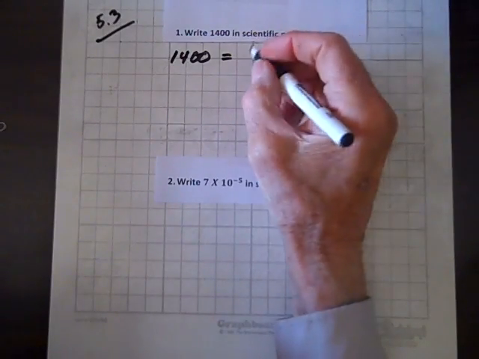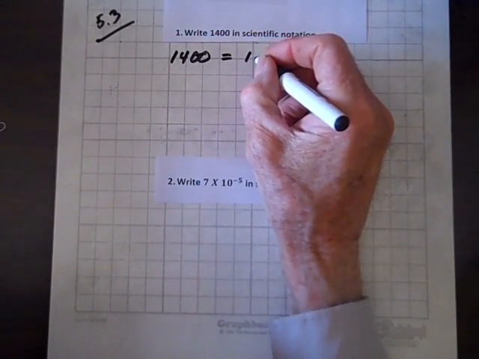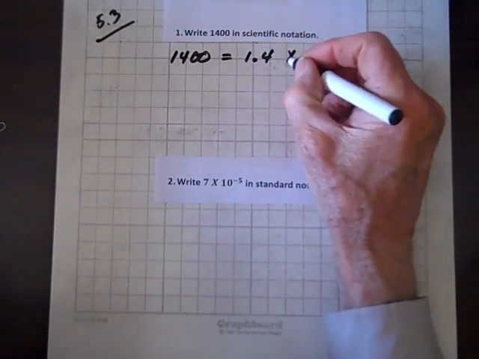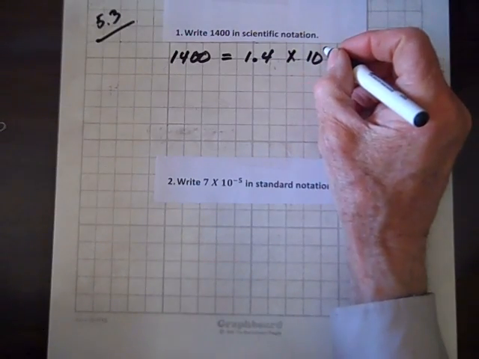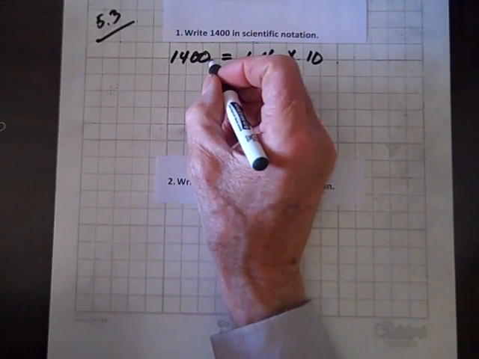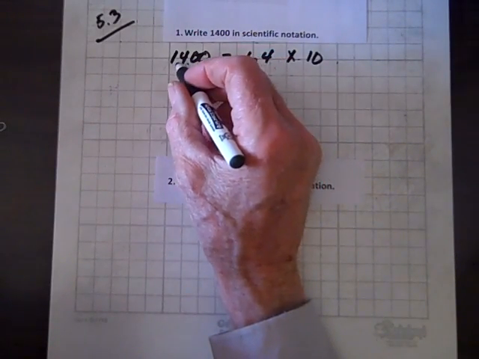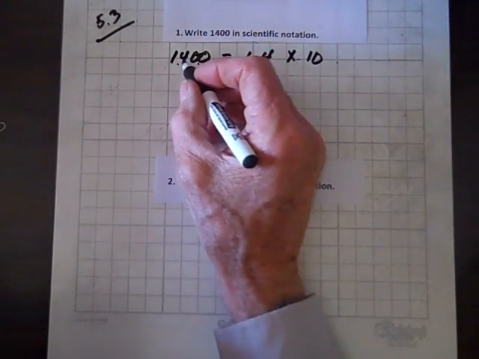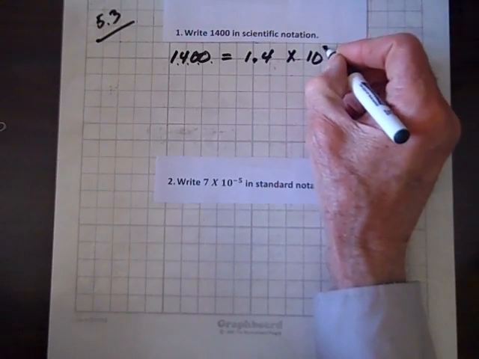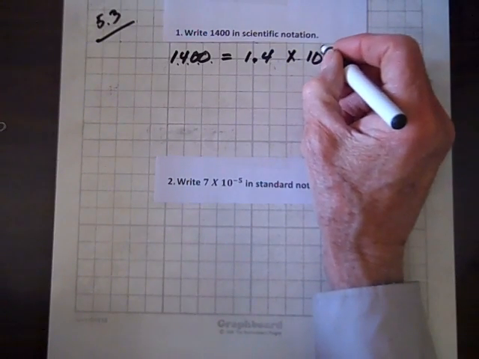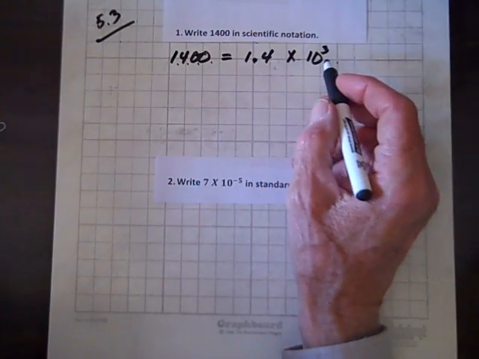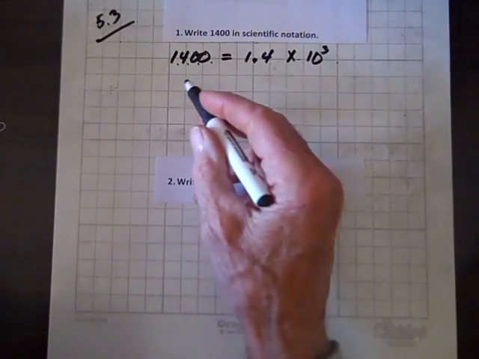equals. Well, we know for scientific notation we need just one digit to the left of the decimal, so 1.4 times 10. And the question is, what goes here? Notice I moved this decimal over 1, 2, 3 places. To move it back, to the right, I have to move it 3 places, so that's positive 3. That's the exponent. And multiply it out, 1.4 times 1,000, you get 1,400.